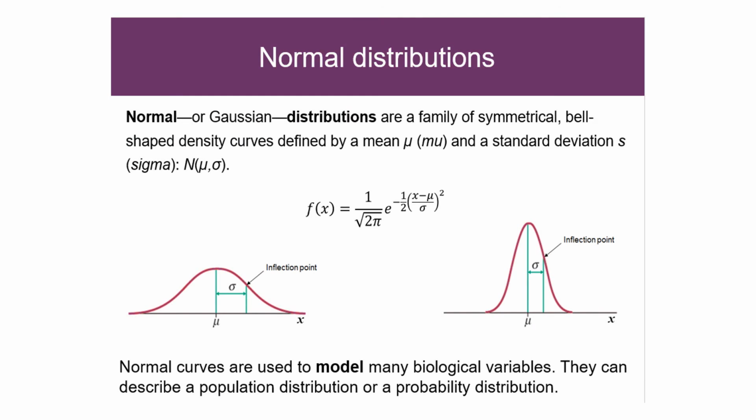In our previous chapter, chapter 11, we talked about normal distribution, where the normal distribution is a bell-shaped symmetric curve. It is a continuous distribution with mean mu and standard deviation sigma, which is always denoted by the symbol N of mu, sigma.